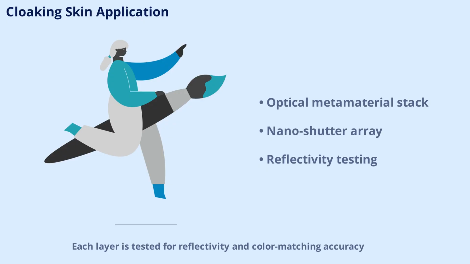Each layer is tested for reflectivity and color matching accuracy, ensuring that the craft can achieve near invisibility during operations. This subsystem is vital for stealth and mission security.